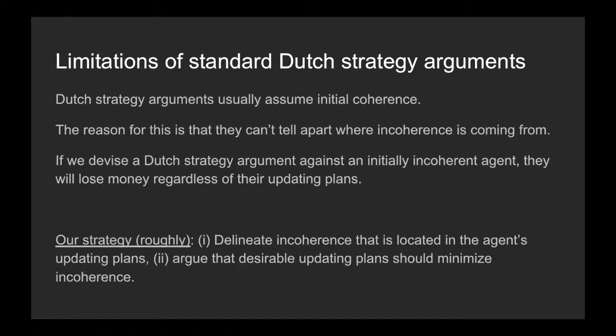So here's what we decided we want to do then. What we want to do is delineate incoherence that is located just in the agent's updating plans. So we're going to try and carve apart initial incoherence and updating incoherence. And then we're going to argue that desirable updating plans should minimize this incoherence that's in the updating plans.